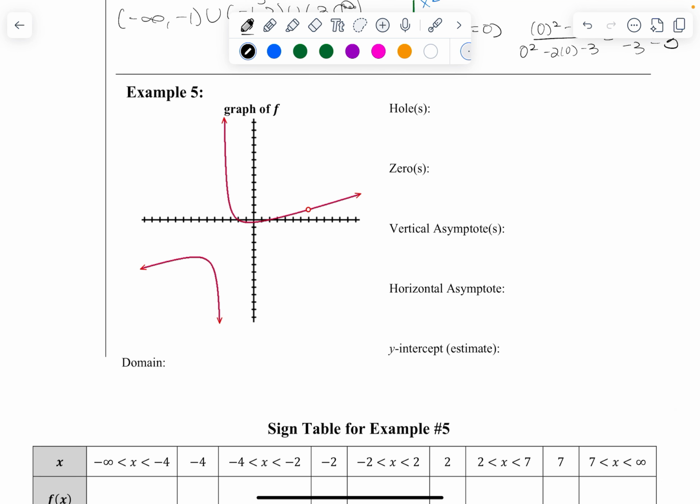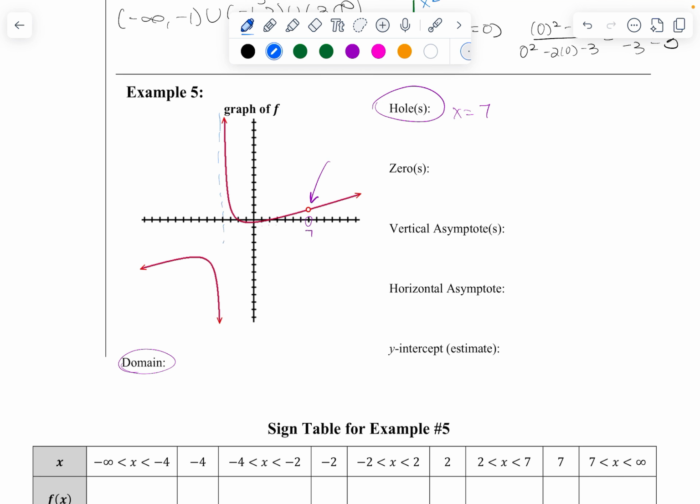Example number 5. So again, we don't have the function, but we do have the graph. So a couple things I want to look at. Number 1, I see a hole. We have one here, and that's when x is 7. Oh, I could have also seen the domain. The domain is what is x? So let's see what x is not.